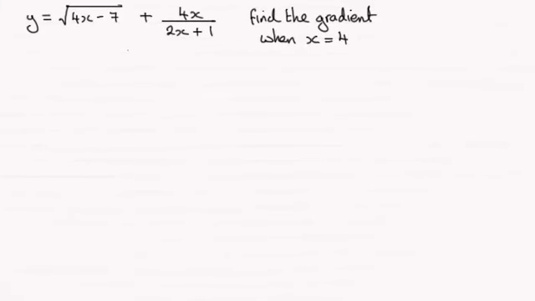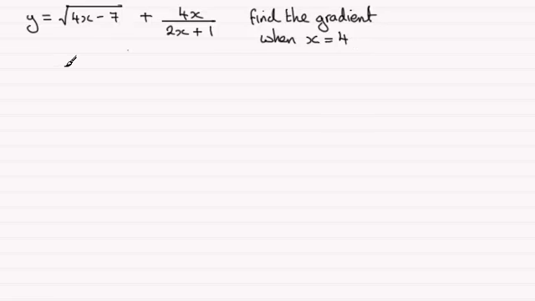Hi there. Now for this question we're asked to find the exact gradient for this curve here, y equals the root of 4x minus 7 plus 4x all divided by 2x plus 1 when x equals 4. So to do this I've got to differentiate this. That will give me the gradient in general, and then substitute when x equals 4, and that will give me the gradient at that point.